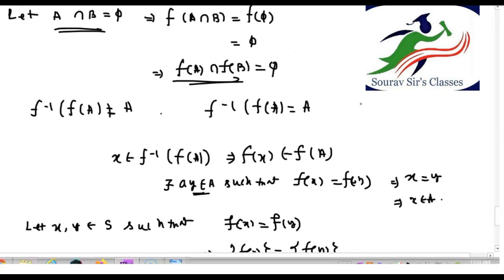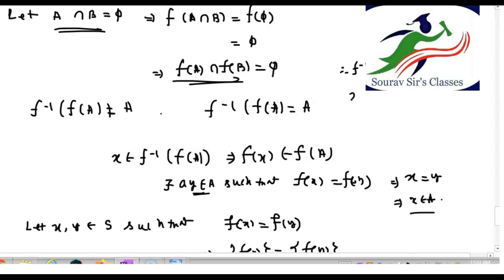Therefore I can say that I choose x from f inverse of f of A. I have shown that x belongs to A. Therefore f inverse of f of A is a subset of A. Okay, I already got my answer. I am just showing why option A is not correct.